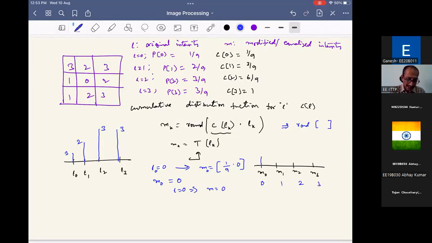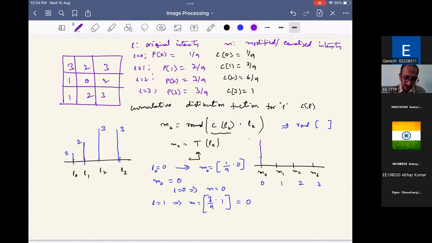Okay, so now let us take the L equal to 1 case. M equals how much? So how much is this? 1 by 9 or 3 by 9? It's 3 by 9 into 1, and then this is the round operation. This is equal to how much? Round operation of 3 by 9 is 0. 0 again. So what does it mean? Even the intensities having L equal to 1 are also mapped to 0.